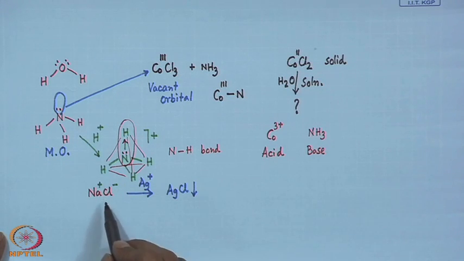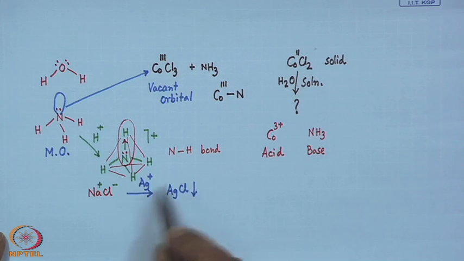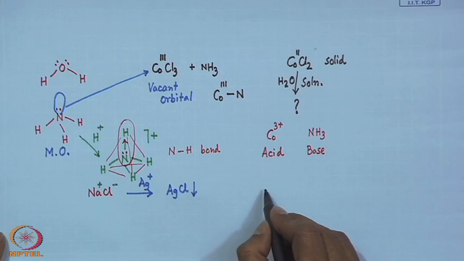So, we have Cl-, and this Cl- can react with the silver ion present in silver nitrate, giving you the silver chloride precipitation.